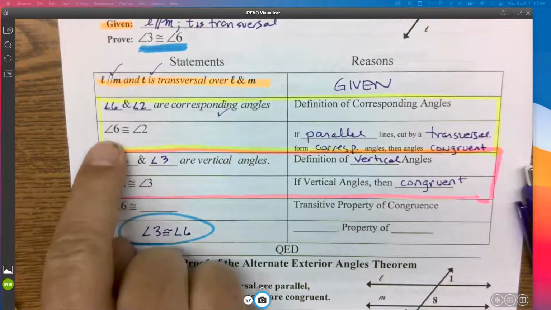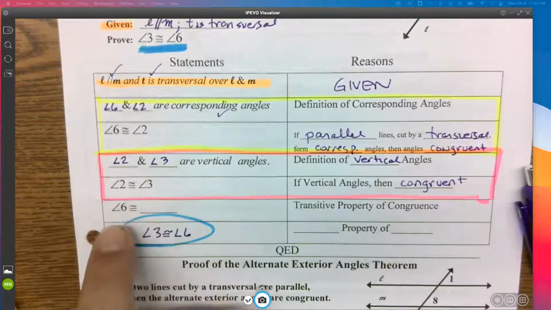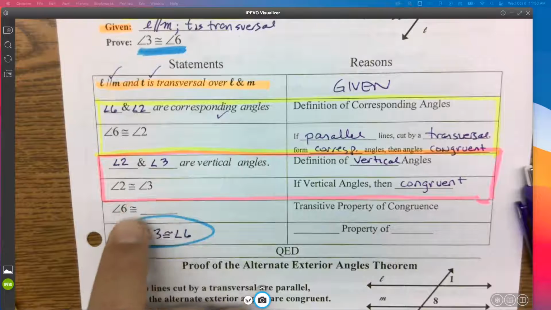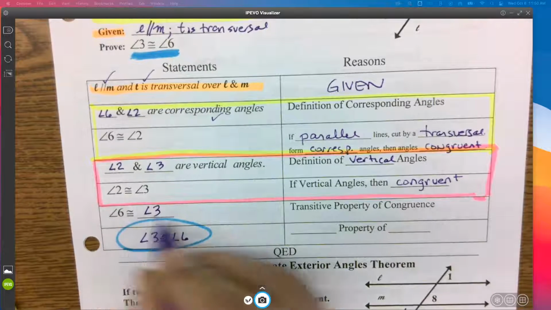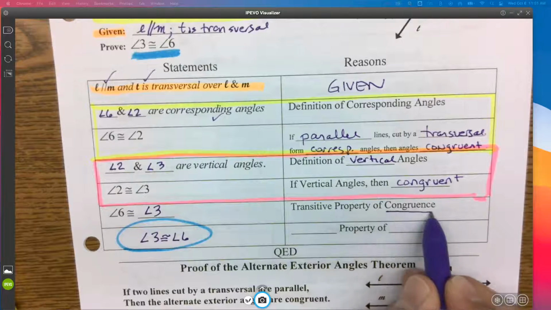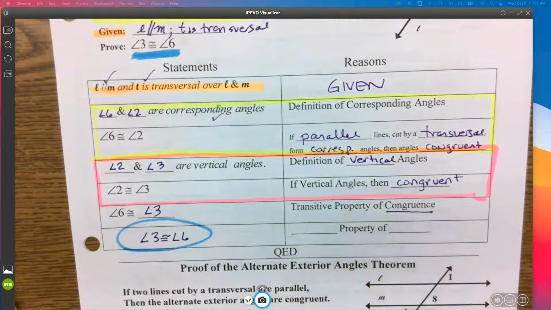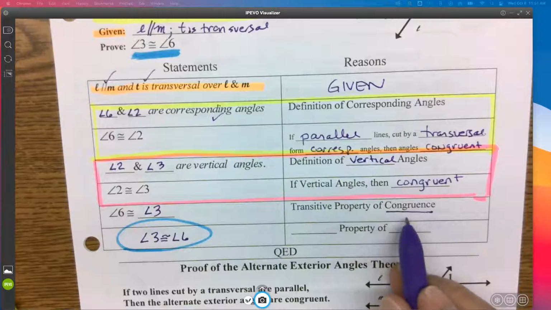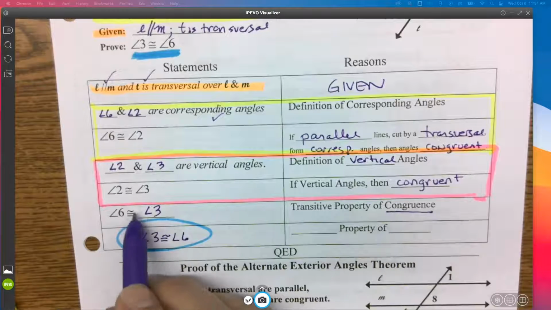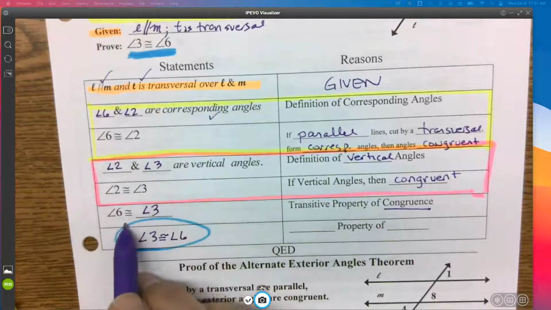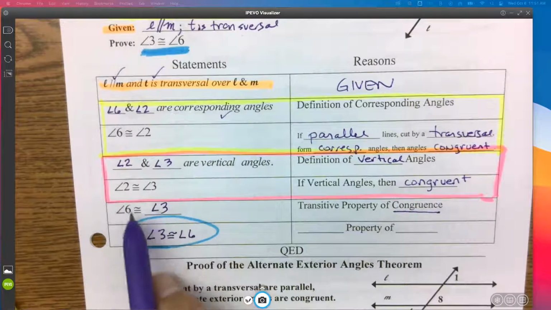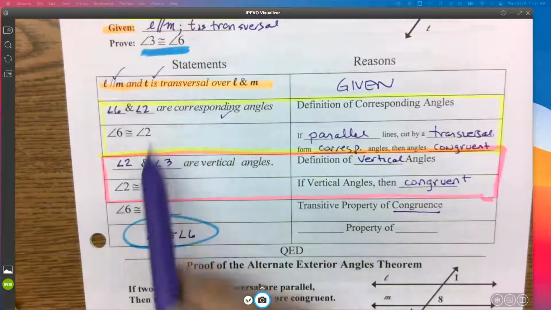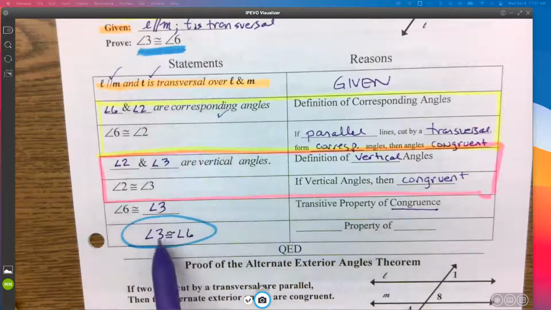Now we want to look at what we've got. If 6 is congruent to 2 and 2 is congruent to 3, then 6 is really congruent to 3. That's the transitive property of congruence. Notice that I'm saying not transitive property of equality, but transitive property of congruence, because these are all congruence symbols. So it's telling me that within the world of congruence, I can do this: A to B, B to C means A to C. But this isn't quite right. It's not exactly what I wanted. So I need to change it to angle 3 is congruent to angle 6.